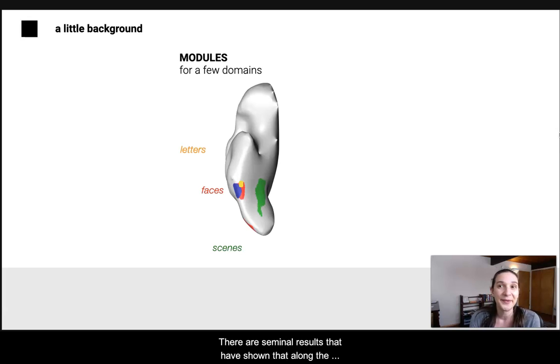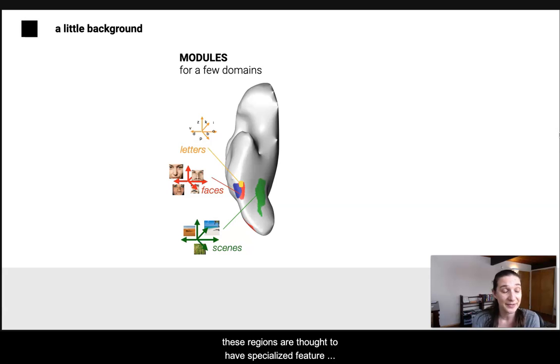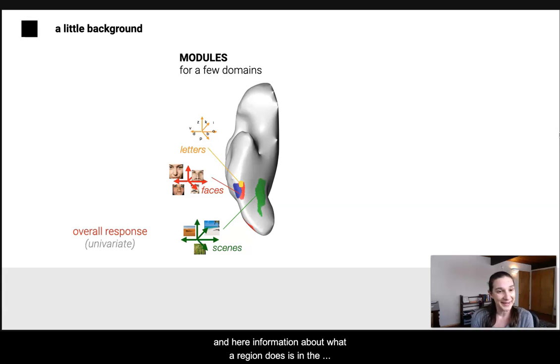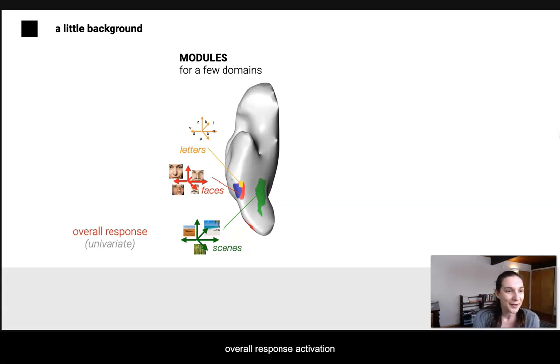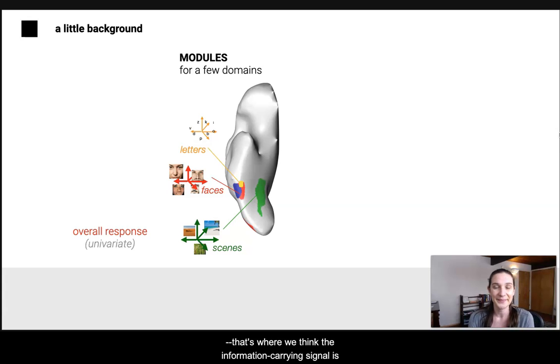There are seminal results that have showed that along the ventral stream there are a few regions that show selectivity for a specific domain: letters, faces, bodies, scenes. These regions are thought to have specialized feature spaces devoted to their category, with lesion data indicating selective functional roles. And here, information about what a region does is in the overall response activation. That's where we think the information carrying signal is.